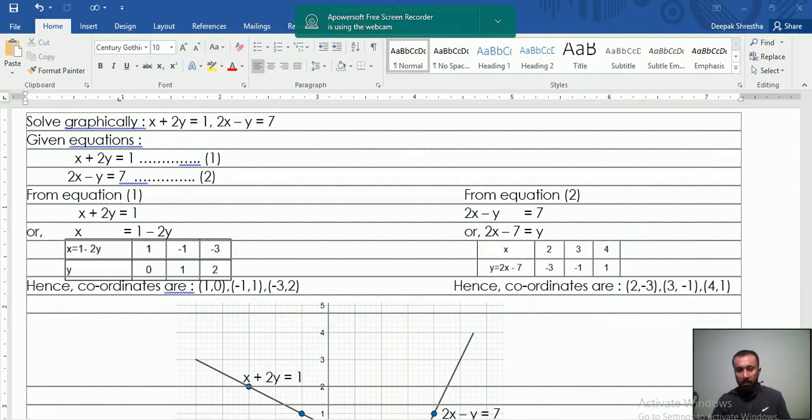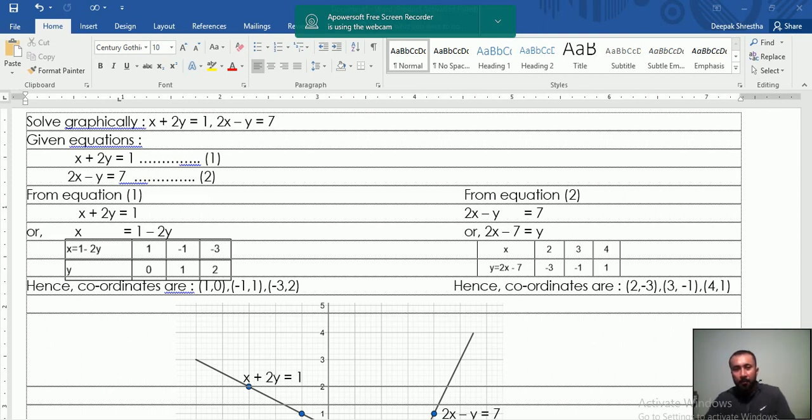Hello students, today we are going to learn solving simultaneous linear equations involving two variables x and y. For this, in class 9 we are going to read three methods: substitution method, elimination method and graphical method. In previous classes we have read about substitution method and elimination method. Today we are going to learn about graphical method. This is the method that we have read in class 8 also.